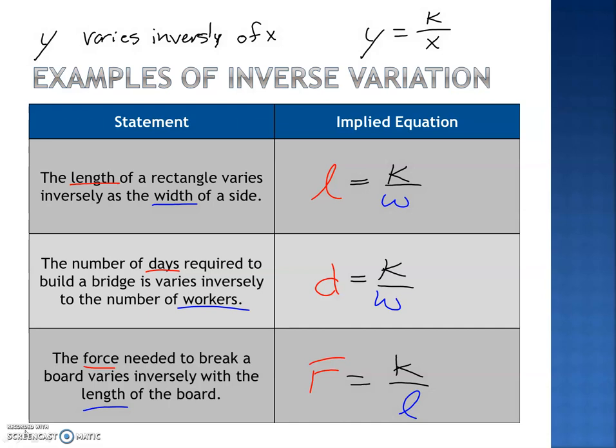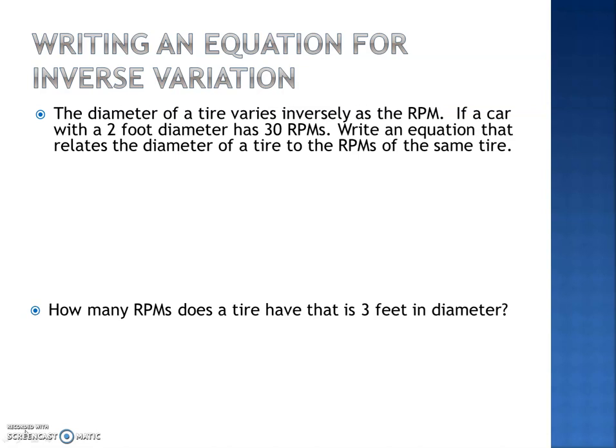So let's go ahead and practice that then. We've got the diameter of a tire varies inversely as the RPMs. If a car with a 2-foot diameter has 30 RPMs, write an equation that relates the diameter of a tire to the RPMs of the same tire. So writing an equation, we're going to use y equals k divided by x. But instead of y and x, I've got the diameter of a tire varies inversely as the RPMs. So I could have an R down underneath there.